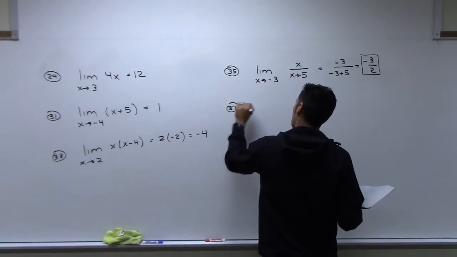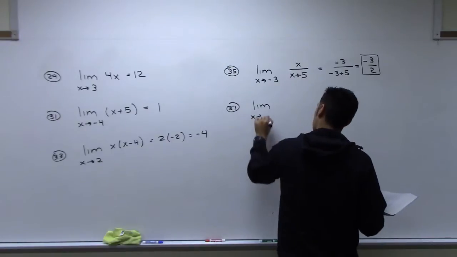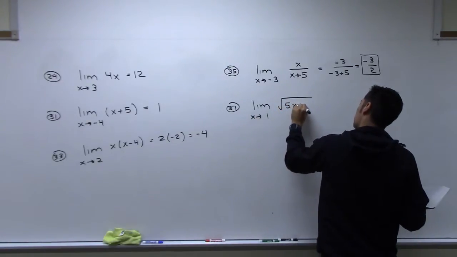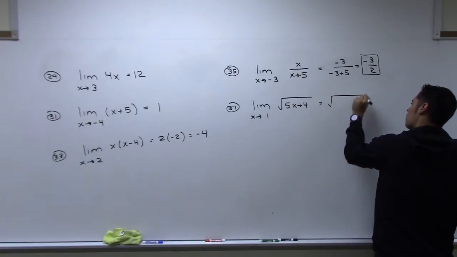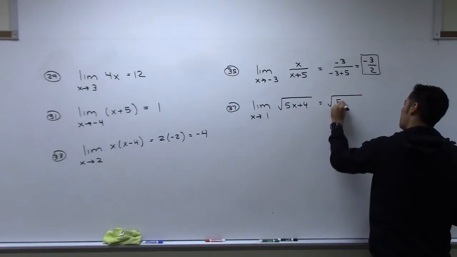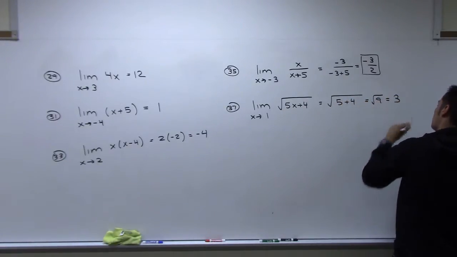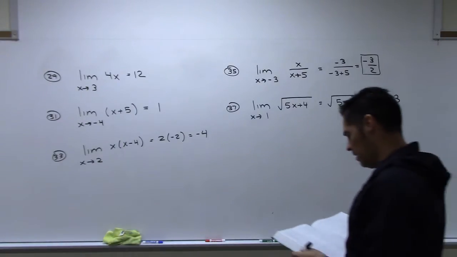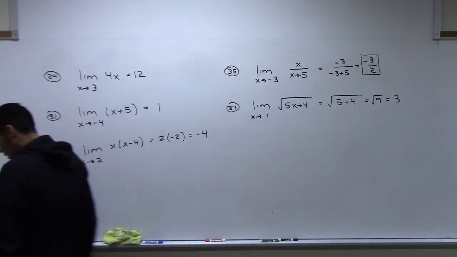37. Limit as x approaches 1 of the square root of 5x plus 4. Try direct substitution. If I replace x with 1, I get the square root of 5 times 1, which is 5. 5 plus 4 is 9. Square root of 9 is 3. We're done. Nothing bad happened. Things are really nice right now. We got lucky. It'll get bad later. All right, moving on.